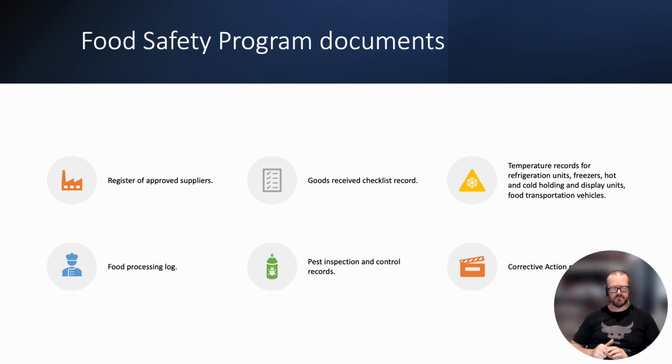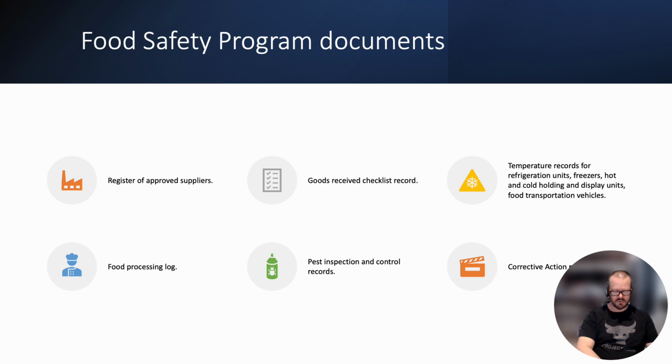Going back to food safety programs and monitoring documents in particular. A business may be required to maintain the monitoring of certain things in the food safety program. That would be a register of suppliers or approved suppliers. You should have a goods received checklist record. You should have temperature records for refrigeration units, freezers, hot and cold holding and display units, food transportation vehicles if you have them, and a food processing log.